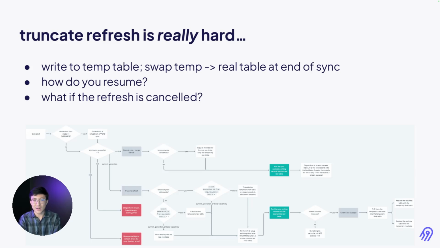There's a huge number of edge cases that we have to handle. Okay, your truncate refresh got interrupted. How do you figure out how far your previous sync got? What if you cancel a refresh and try to start a normal sync afterward? What is the correct behavior there?